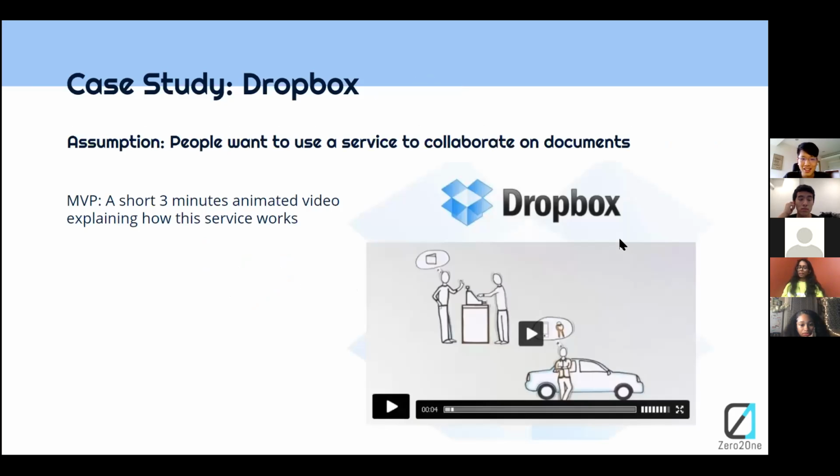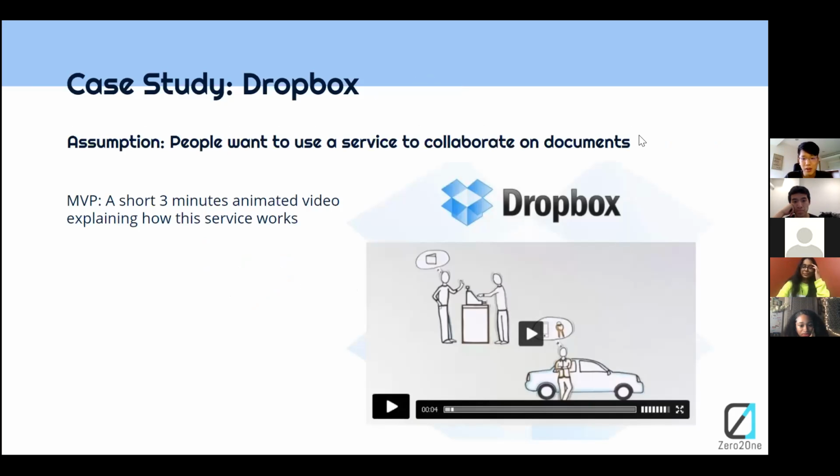So their assumption was, do people even want to use a service like this to collaborate on documents at all? Back in the day, there wasn't even any cloud sharing at all. There was no cloud drive or anything like that. So what they did was create a 3-minute animated video explaining how this service works. A 3-minute video, how it works.